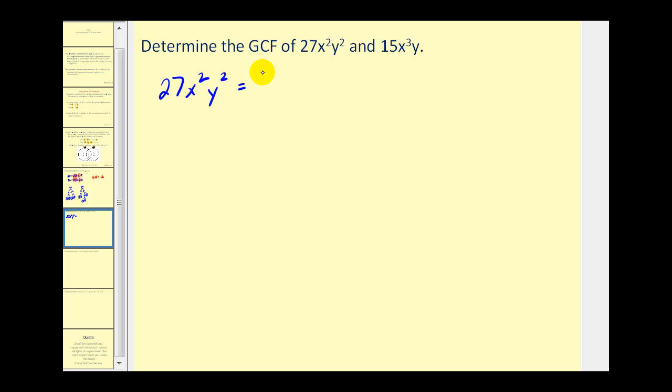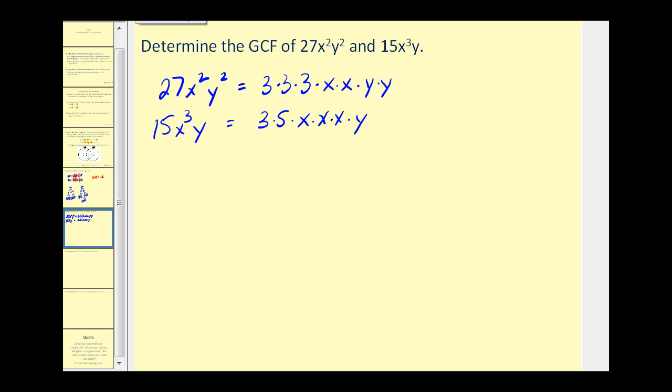27 would be 3 times 3 times 3. X squared would be 2 factors of x. Y squared is 2 factors of y. Now we'll do the same with 15x cubed y. 15 is 3 times 5. X cubed would be 3 factors of x and 1 factor of y.